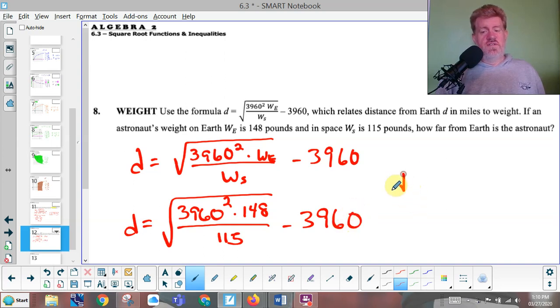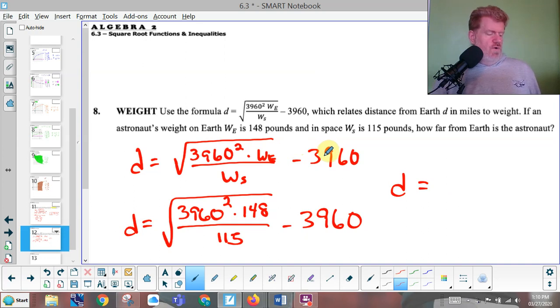Now, if you guys don't mind, I'm not going to show you every single step on this one. We're just going to do it. So let me clear off my calculator. I'm going to do 3960. I'm going to square it, which is 15,681,000. I'm going to multiply it by 148, which is going to give me over 2 billion. That's heavy. Hopefully it'll come down. Well, it will come down because we're going to divide it by 115. Comes down to 20 billion. Nope, 20 million. Better. Take the square root of that thing.